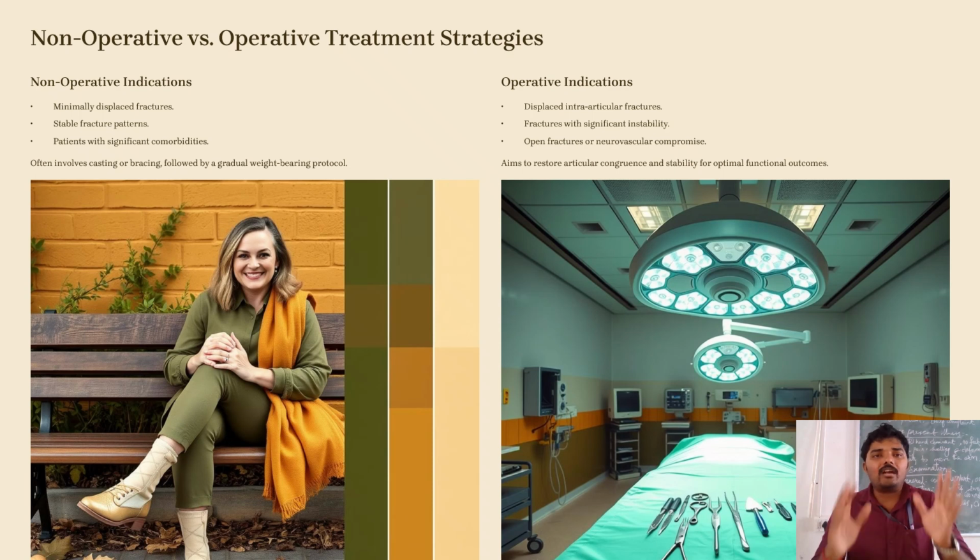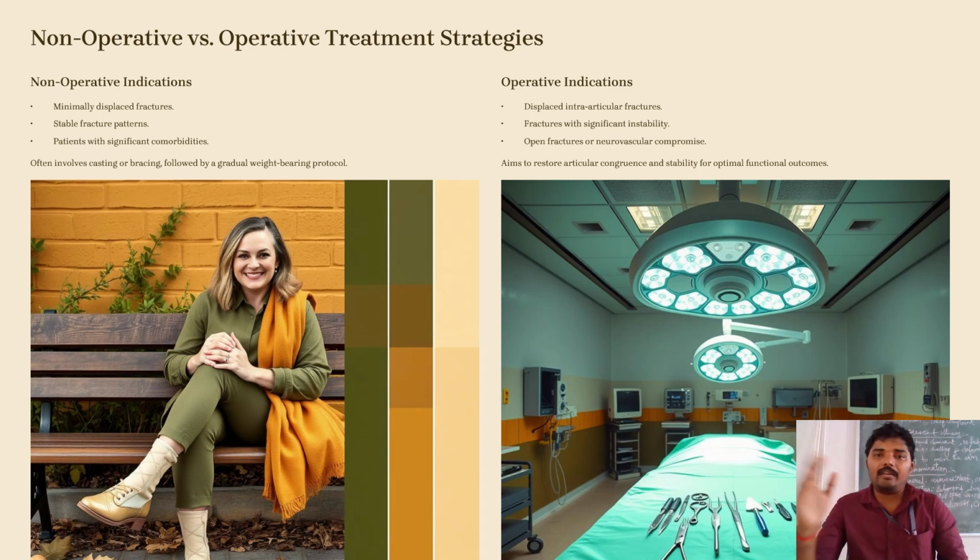Then we'll go for non-operative versus operative strategies. Non-operative treatment is mainly for minimally displaced fractures, Schatzker classification type 1 and 2. It is also for stable fracture patterns and patients with significant comorbidities. It often involves casting or bracing, followed by a gradual weight bearing protocol.